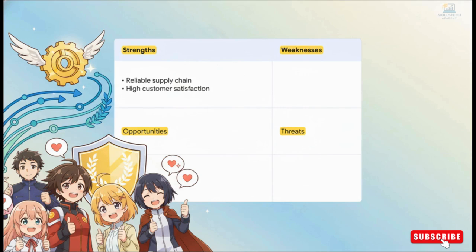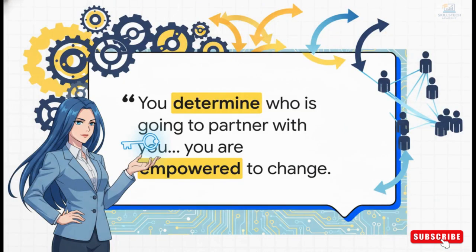They have an incredibly reliable supply chain, and their customer satisfaction is consistently through the roof. These are their core internal advantages. Now, you might be thinking, hang on, a supply chain, isn't that an external thing? That's a great question. But here's the critical difference. The organization chooses its partners. They decide who's in that supply chain. And because they control that relationship, it's considered an internal factor. They are empowered to change it.